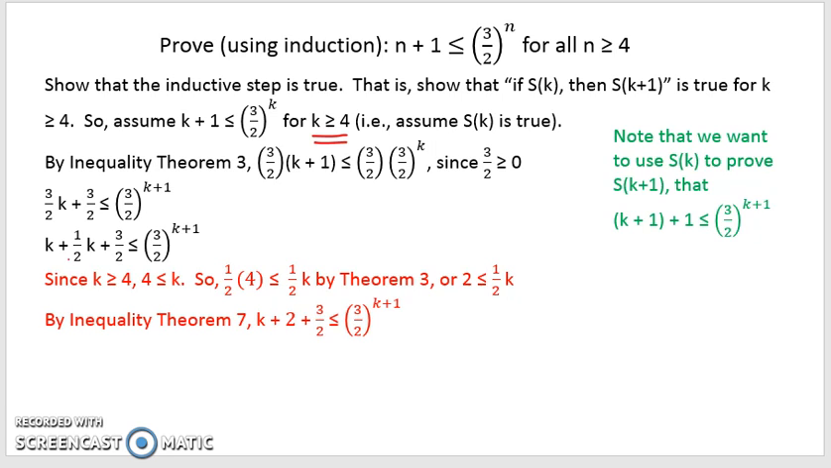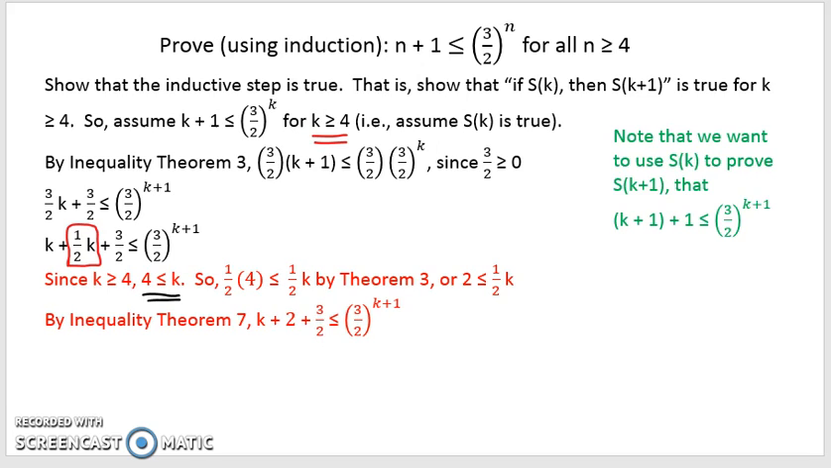So what I'm looking at is this piece right here. Essentially I'm going to substitute 4 in. So 1/2 times 4 is less than or equal to 1/2 k, and that's by theorem 3. Essentially we can multiply both sides of this inequality by 1/2. So that means that 2 is less than or equal to 1/2 k.